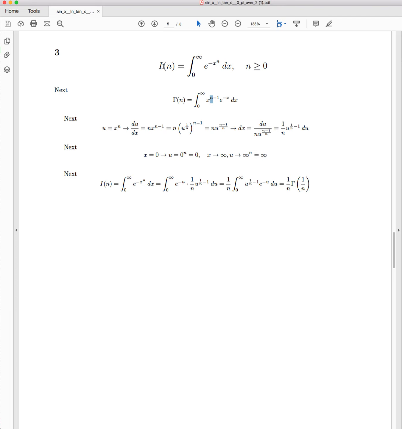And so now we've been able to take this integral. Let me restate that. I of n, which equals the integral from 0 to infinity of e to the negative x to the power of n dx, is equal to 1 over n gamma of 1 over n. And this holds for all real values of n that are greater than 0.